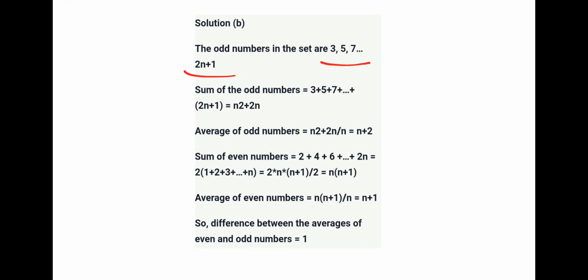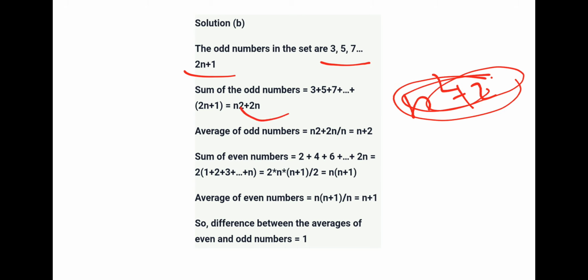Right. What is the formula for the sum of the odd numbers? n square plus 2n. Okay. That is what we have written here. The average of the odd numbers is nothing but this value by n. The total numbers are n. So n and n get cancelled. So the value will be n plus 2.